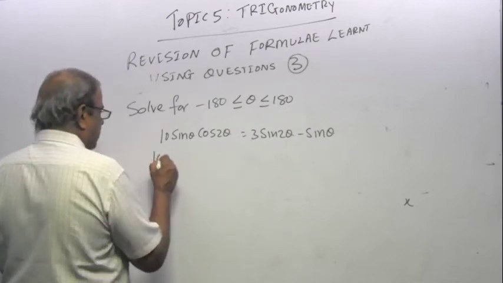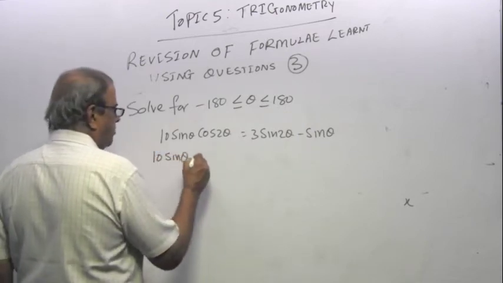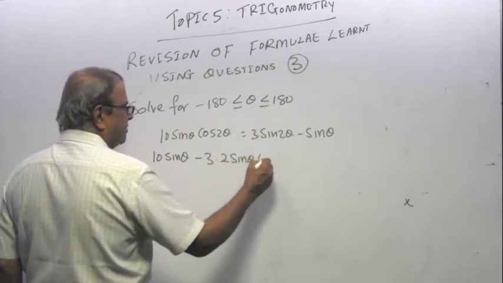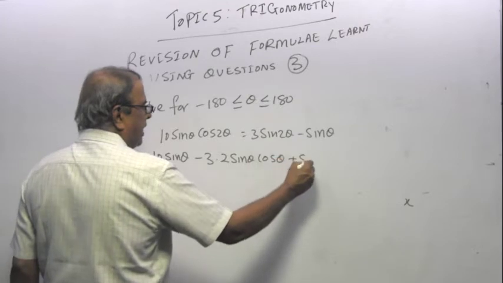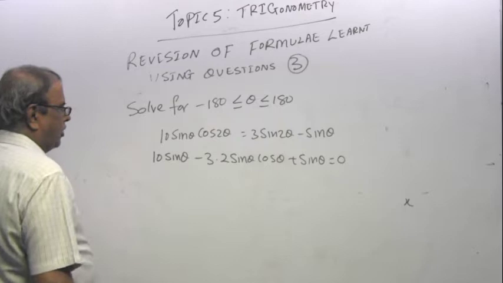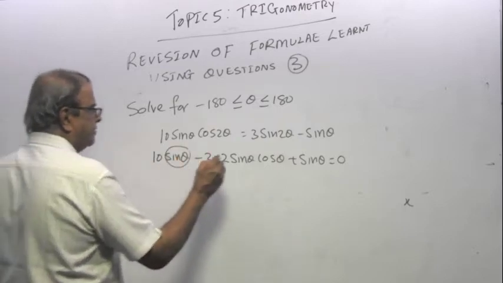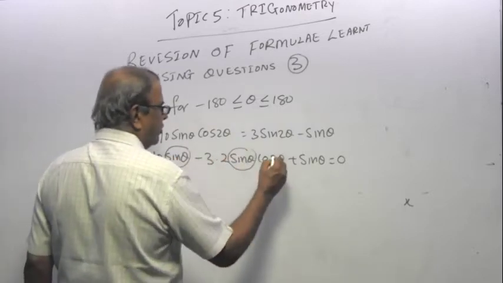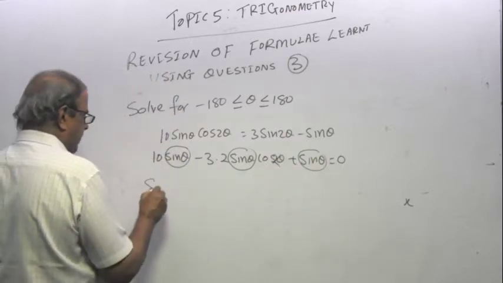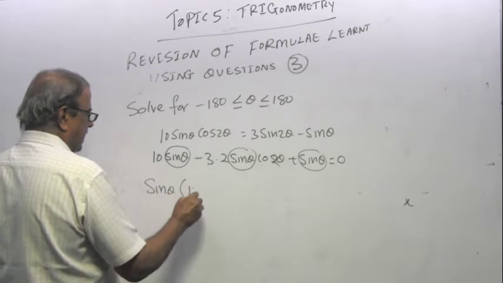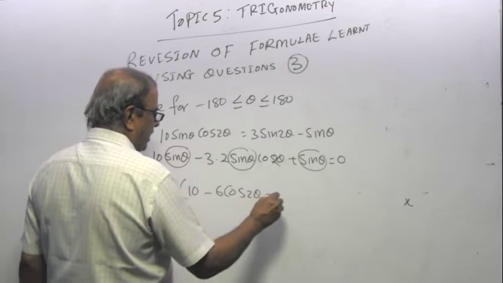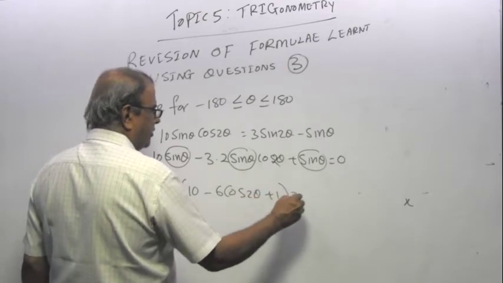So this I can't do anything. Minus 3 sin 2 theta I'll write as 2 sin theta cos theta, and the other one plus sin theta equal to 0. Now what do you see? I see a sin theta, I see a sin theta, oh that's cos 2 theta, and I see a sin theta. Remove sin theta out, I get 10 minus 6 cos 2 theta plus 1 equals 0.